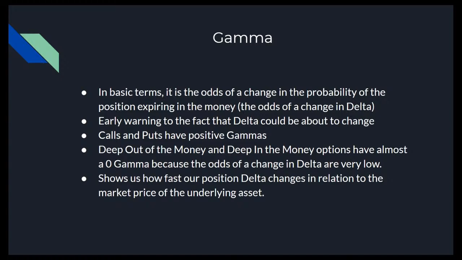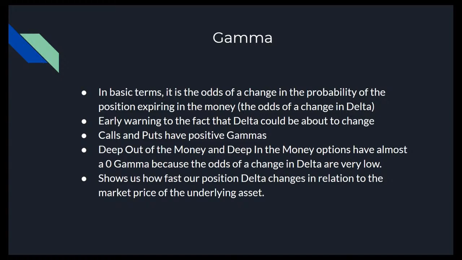Gamma. This one I don't really utilize, but we're going to learn it obviously. It's not something that I really focus on. But in basic terms, it is the odds of a change in the probability of the position expiring in the money. So the odds of a change in delta. It's an early warning that delta could be about to change.